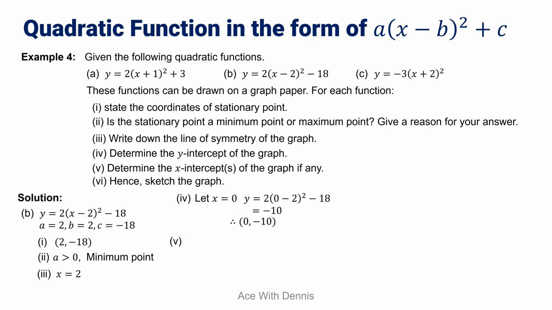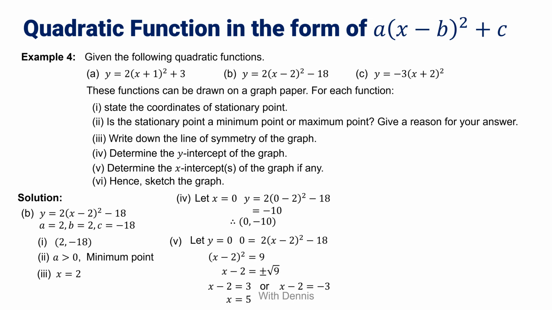Number 5, to determine the x-intercepts, we let y equal to 0. Then the equation becomes 0 equals 2 bracket x minus 2 squared minus 18. So (x minus 2) squared equals 9. x minus 2 equals plus or minus square root of 9, which is x minus 2 equals 3, or x minus 2 equals negative 3. Hence, the roots will be x equals 5 or x equals negative 1.